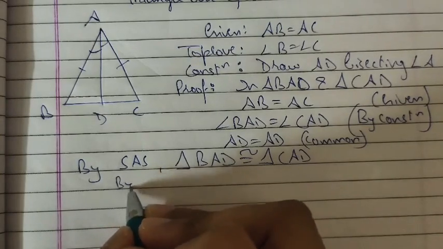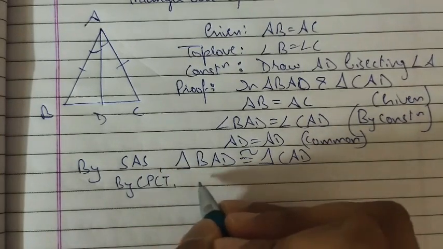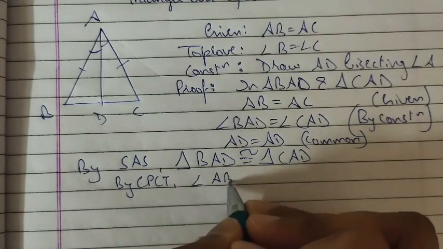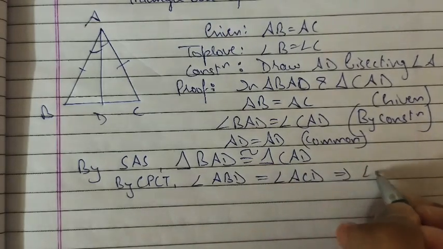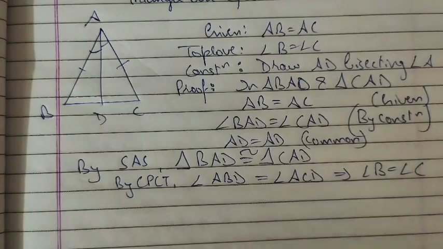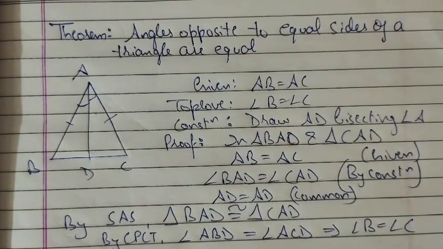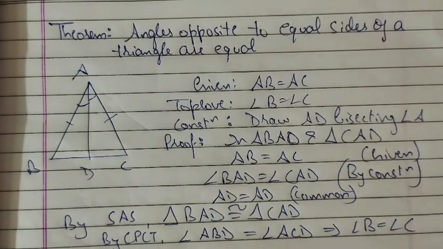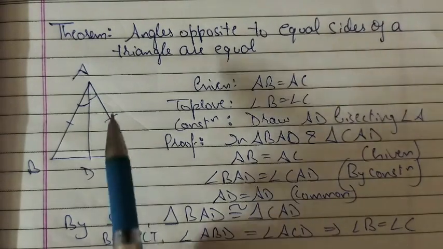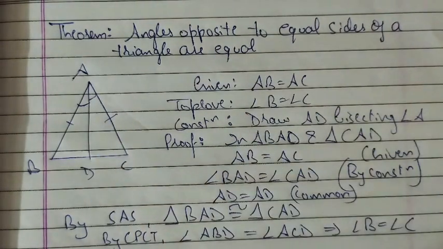So by CPCT we can say angle ABD is equal to angle ACD. This implies angle B is equal to angle C. So if in a triangle two sides are equal, that means angles opposite to them will also be equal. So it should be a single triangle, right?